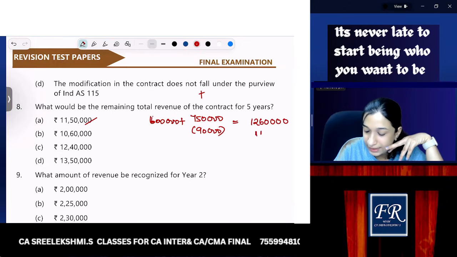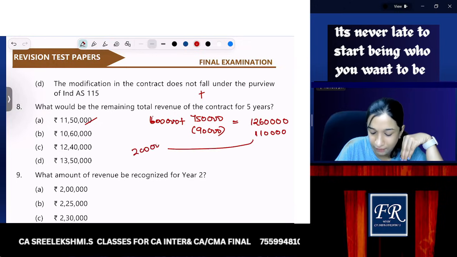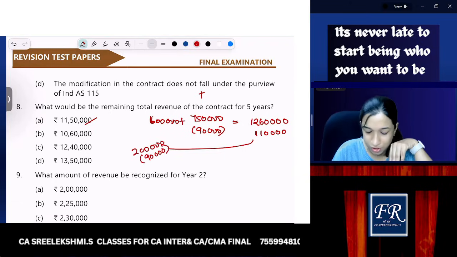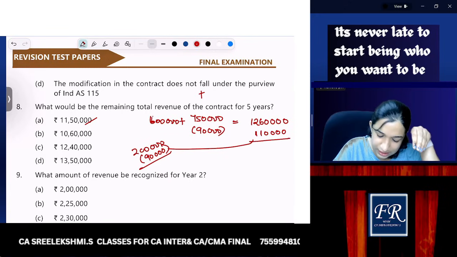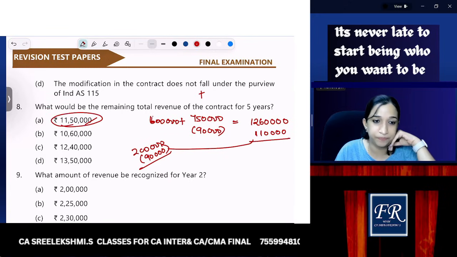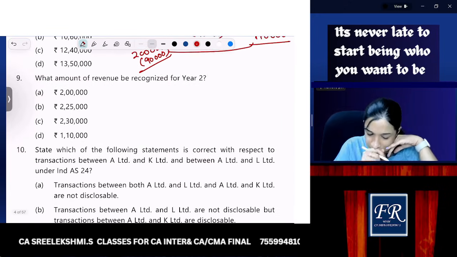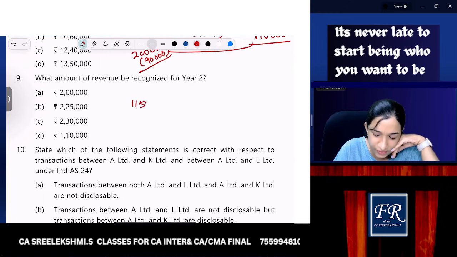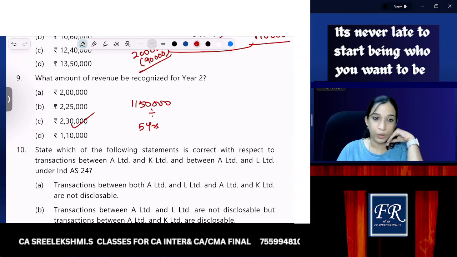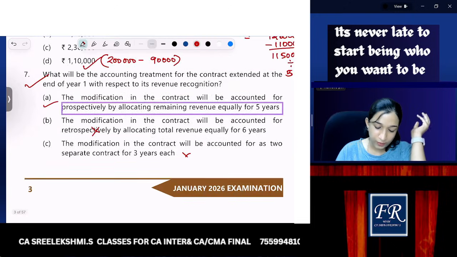Of which 1,10,000. Why 1,10,000? 2 lakh was the revenue, but 90,000 is reduced for the first year. So that should be allocated to the first year only, 1,10,000. So that is how balance 11,50,000. And what is the revenue to be recognized in year 2? Of course, 11,50,000 divided by 5 years. That is 2,30,000.